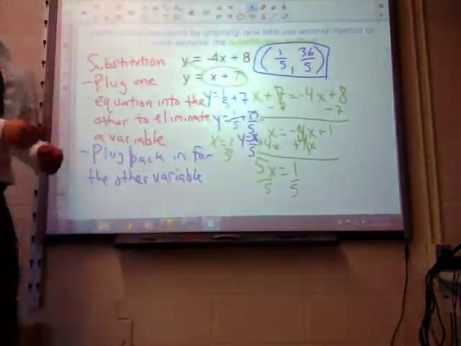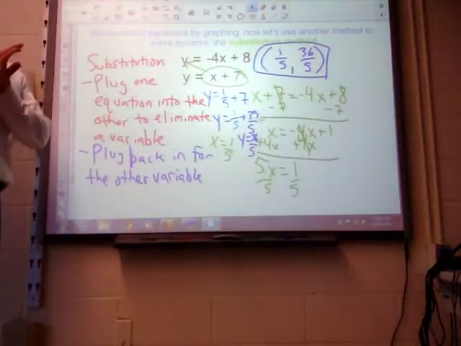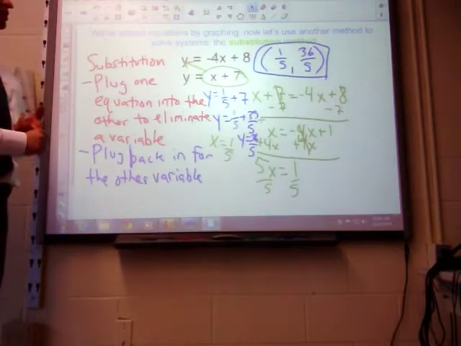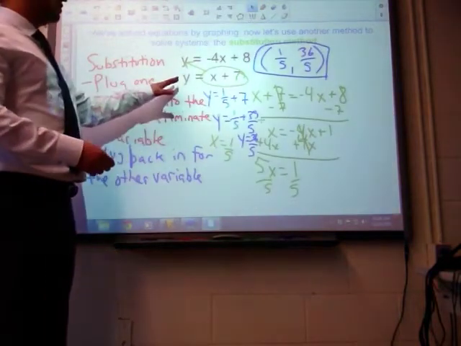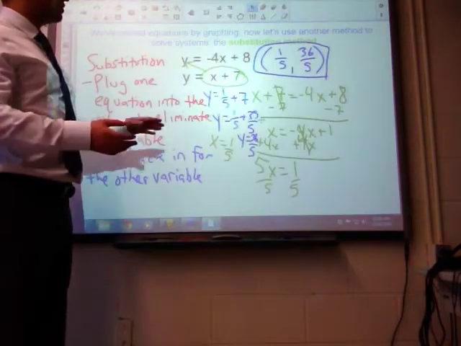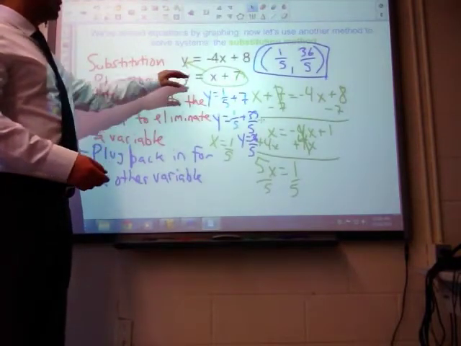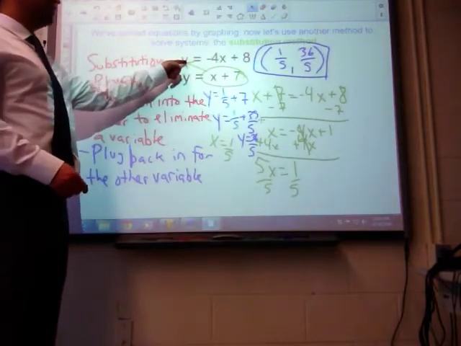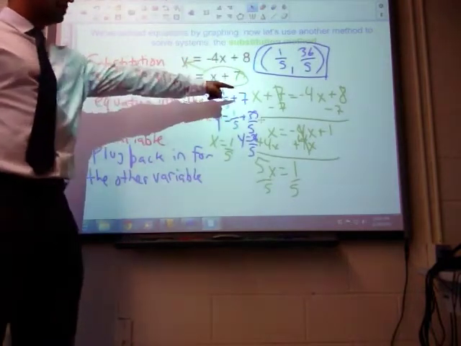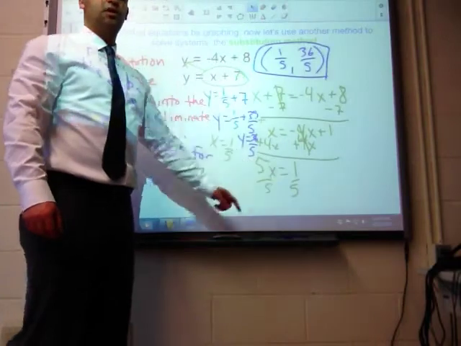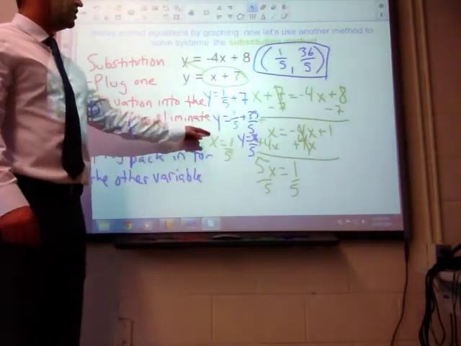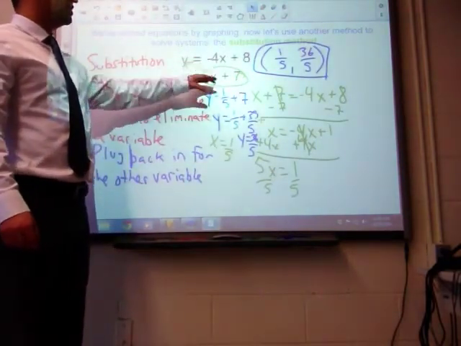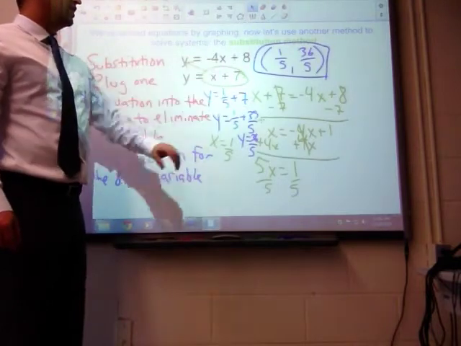So let me restate our steps. We look for a variable to solve for to get a variable alone. Doesn't matter which variable, you just pick one that's alone. Okay, so in this one, both were set alone, so we could have plugged in either one. We took this equation, plugged in for y, solved for our first variable. Once we got the answer for that first variable, we plugged it back into one of the original equations. Either one works to get our answer.